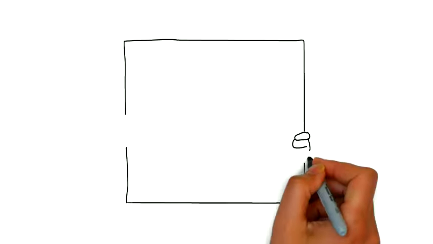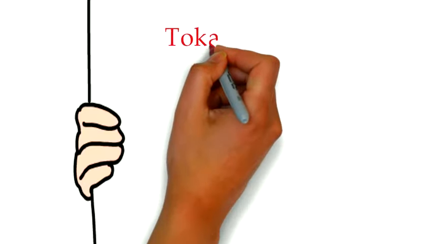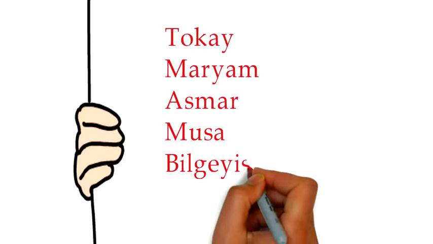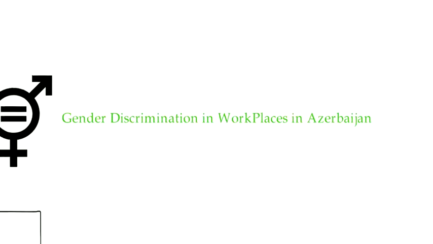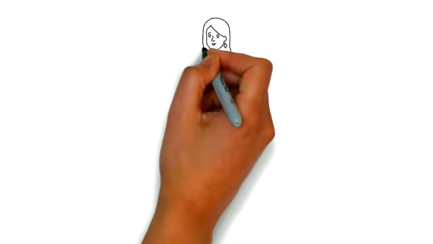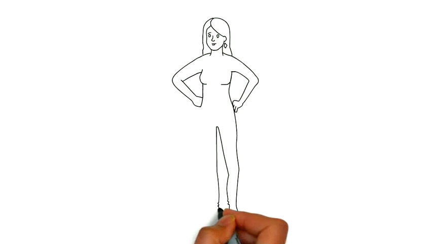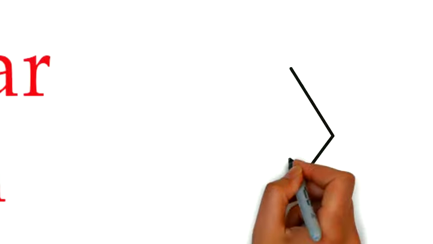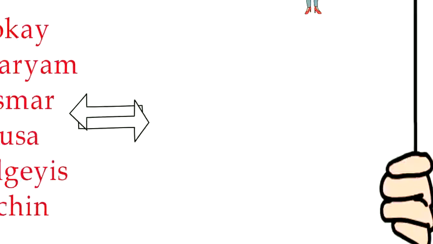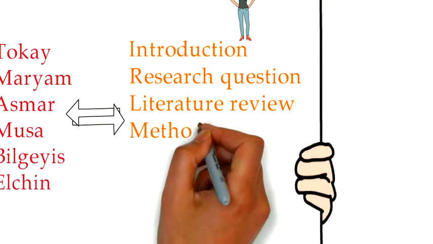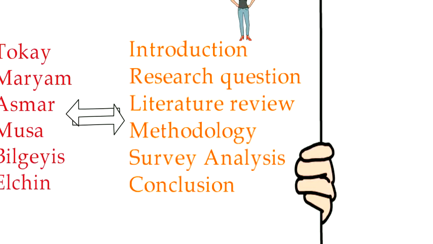In this project video, we as a group, Tokay, Maryam, Asmar, Musa, Bilgeyis, and me, Elcin, will talk about gender discrimination in workplaces, especially in Azerbaijan. Gender discrimination is a global problem because a large mass of women and girls are unemployed and uneducated. Now, my group mates are going to talk about the explanation, research question, literature review, methodology, and a survey analysis of gender discrimination.